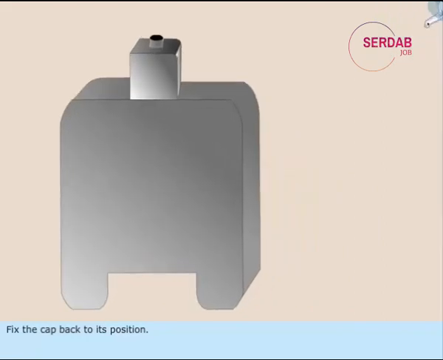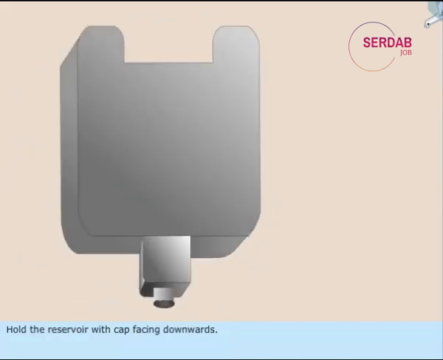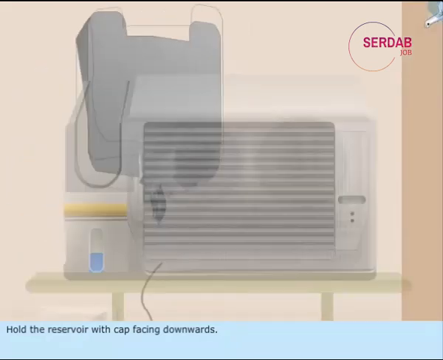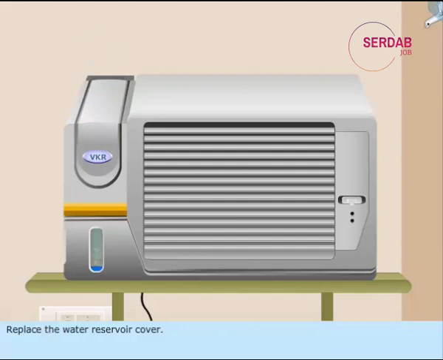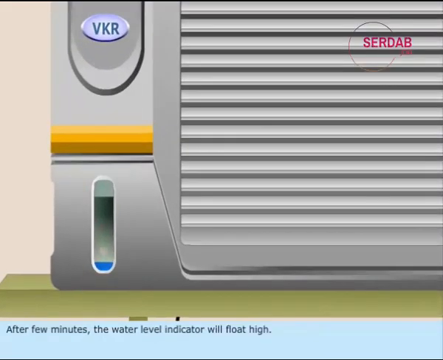Fix the cap back to its position. Hold the reservoir with cap facing downwards. Return it to the appropriate position in the air cooler. Replace the water reservoir cover. After a few minutes, the water level indicator will float high.